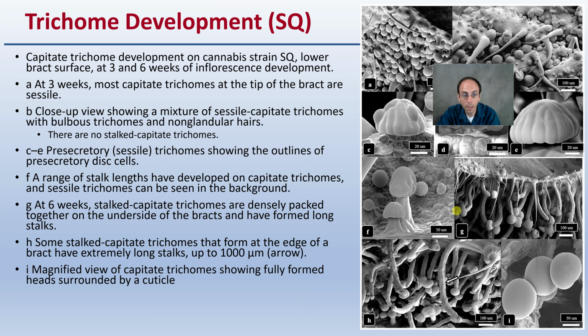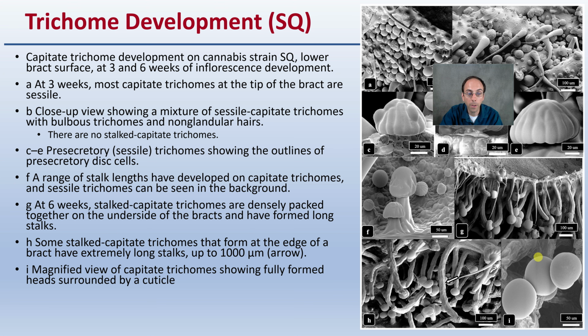For G at week 6, stalked capitate trichomes are densely packed together on the underside of the bract and have formed long stalks, as we see here, and different than we saw with the previous variety Moby Dick. In H, some stalked capitate trichomes that form at the edge of the bract have extremely long stalks, up to 1,000 micrometers, with the arrows located right here. See the one that's definitely longer than the rest.